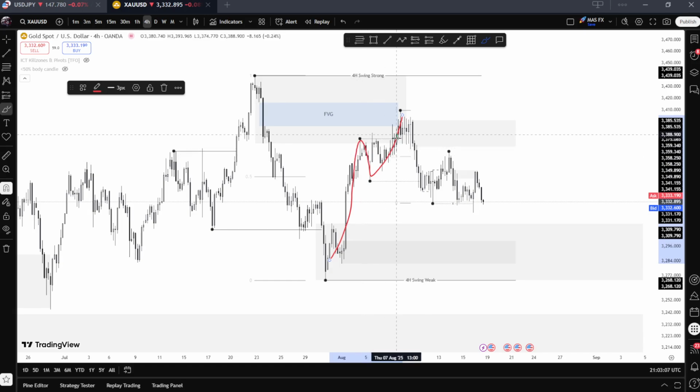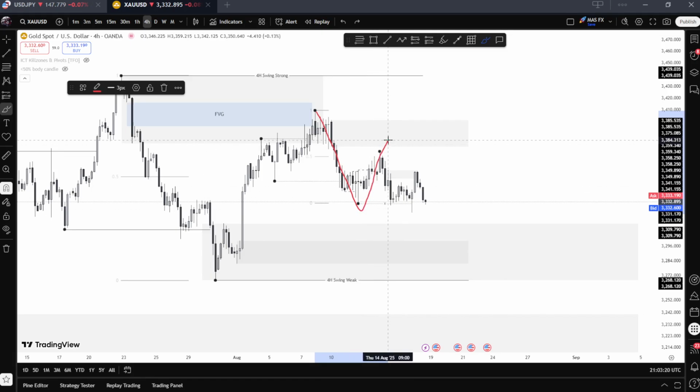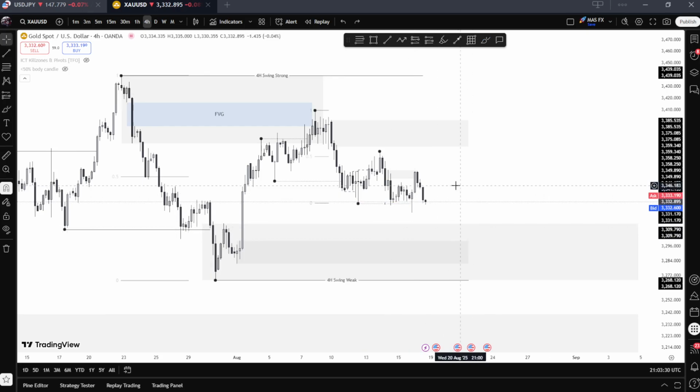As you can see, we had a bit of structure here. We pushed back down, we took out that. So we had a market structure shift from this point and we had the pushback down. We came back. We had a complex pullback to the upside, and now we have actually swept this low here. We swept this 4 hour low here.